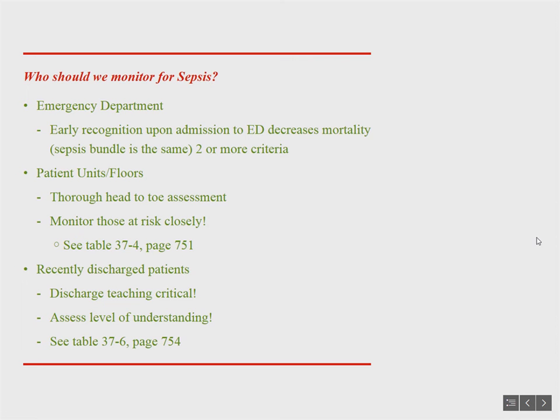Okay, so who do we need to monitor for sepsis? Well, really the answer to that question is everyone, okay? Everyone can be at risk for sepsis at one time or another, but to point out some people in particular. In the emergency department, the same criteria is used, okay? So the same SIRS criteria is used, but we need to be really cognizant of identifying these patients early. So if we can identify them in the ER and get them started on antibiotics quickly, their risk of survival is much higher. Of course, our patients that are on our units and floors, okay, this includes everybody, right? Make sure we're doing thorough assessments on our patient and monitoring those at risk.